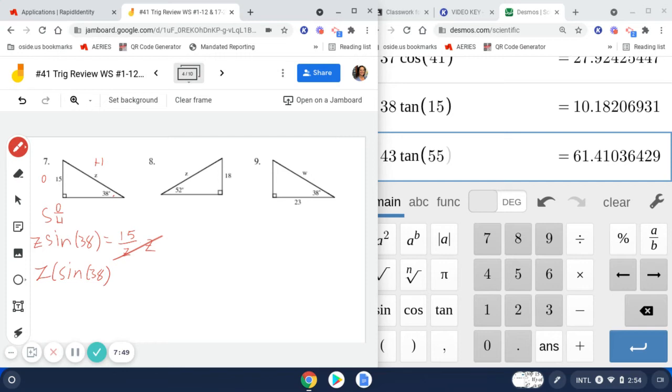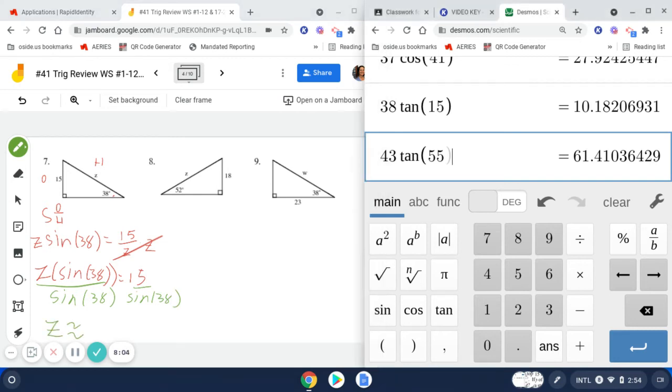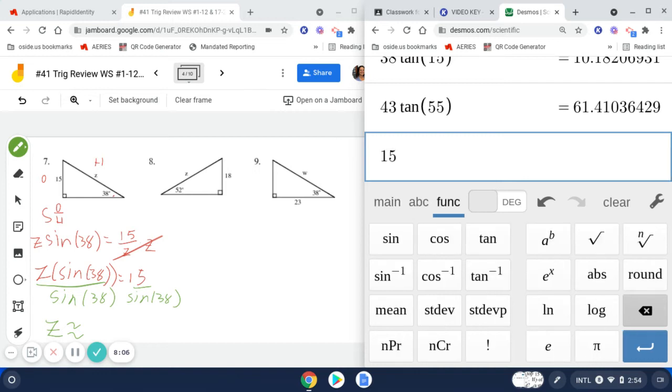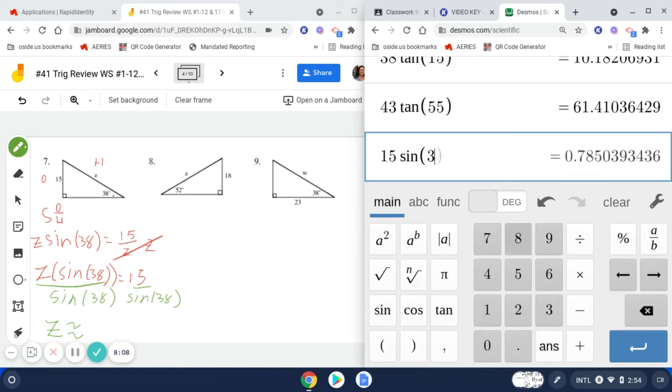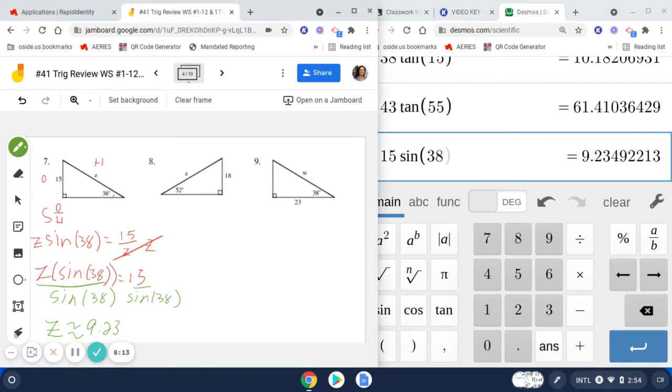Z times the sine of 38 equals 15. We're going to now divide both sides by that sine of 38. So z is going to be approximately 15 divided by the sine of 38. We're going to get 9.23 U for units. How'd you do?